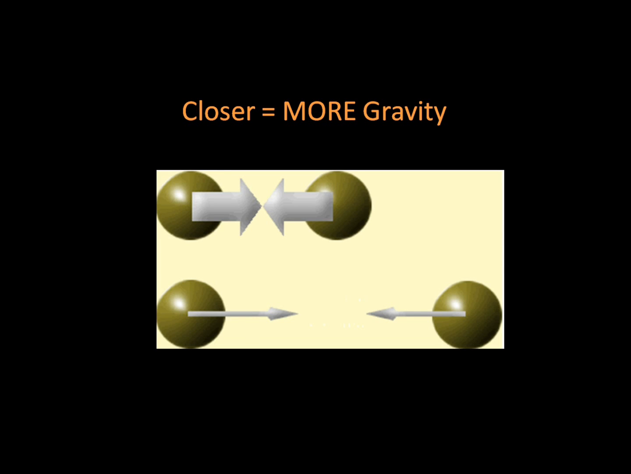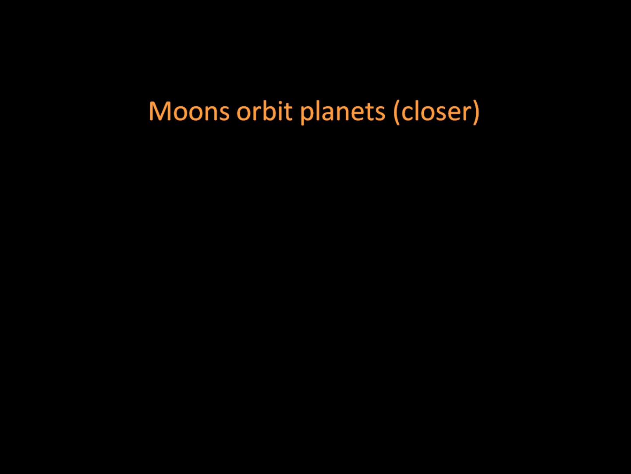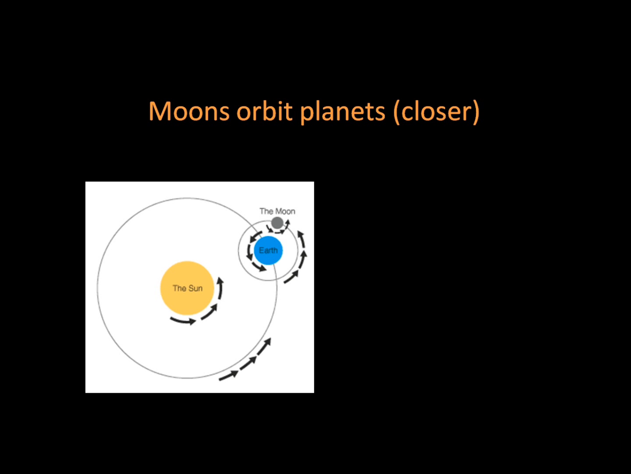That factor is distance. The closer that two objects are to each other, the stronger the gravitational pull between them. Look at the diagram. The two objects on the top are closer together, so the pull of gravity is stronger. The objects on the bottom are further apart, so they have less gravitational pull between them. Make sense? Earth's moon is much, much, much closer to Earth than the Sun. So even though the Sun's actual gravity is much stronger, Earth is able to capture the moon with Earth's gravity because the moon is so close.